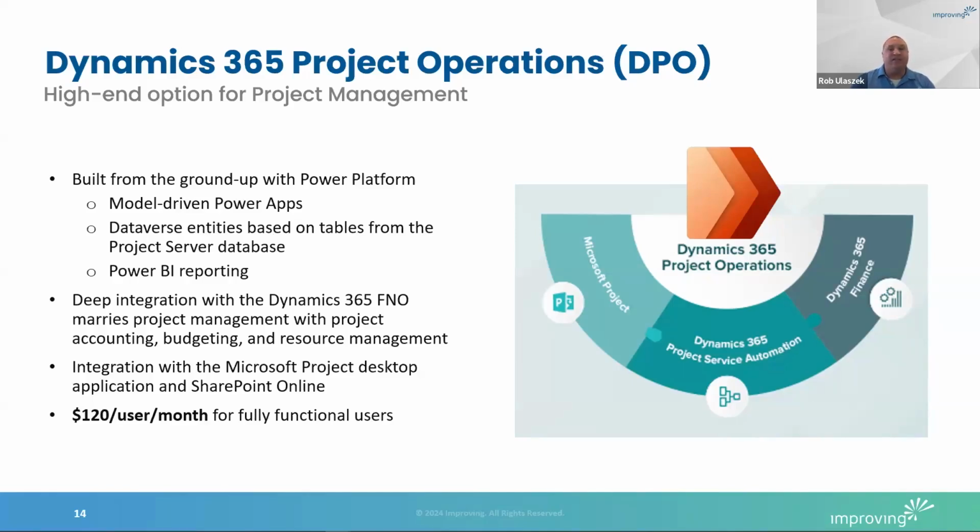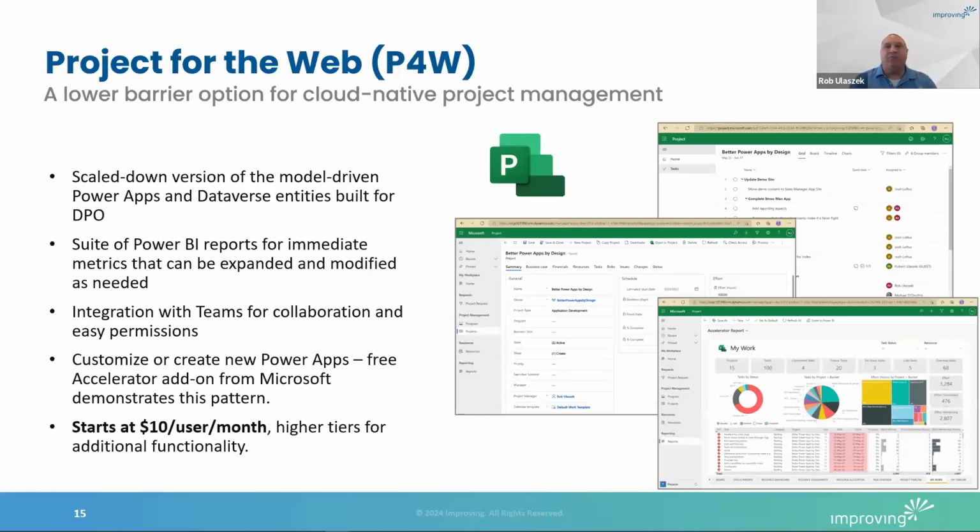And this leaves out a large segment of Microsoft's customer base, so they needed an alternative that would have more appeal. And the alternative they came up with was Project for the Web, or P4W. It too is built from the ground up on Power Platform, and it's actually a scaled down version of the DPO product. It includes a suite of Power BI reports, so you can have metrics right out of the box. P4W uses Microsoft Teams and their underlying groups to simplify permissions. And the Teams app puts project management where people are already collaborating and doing their work.